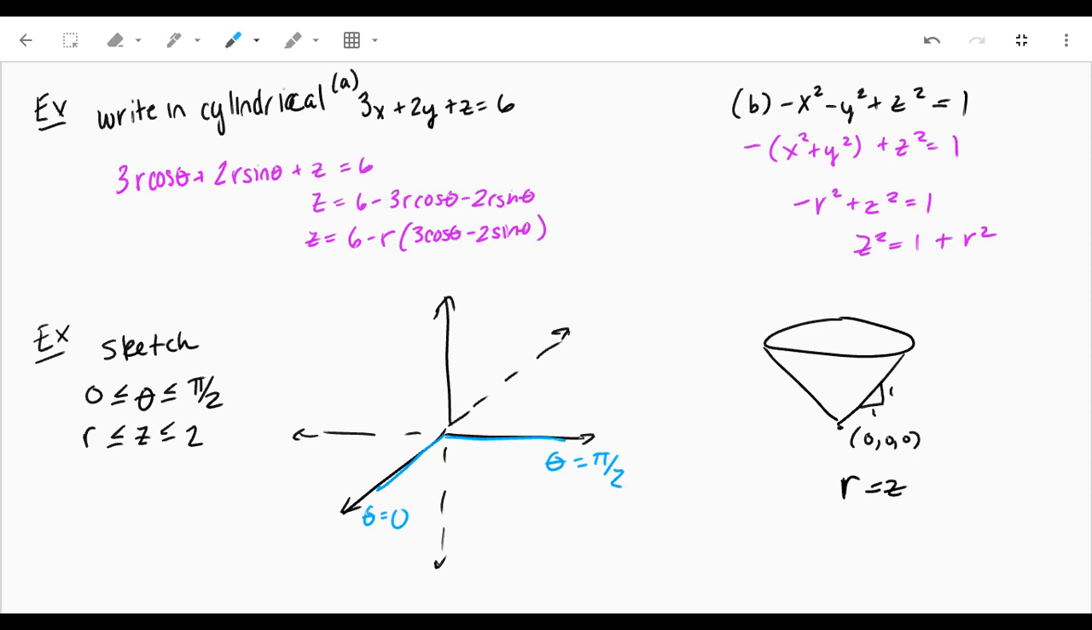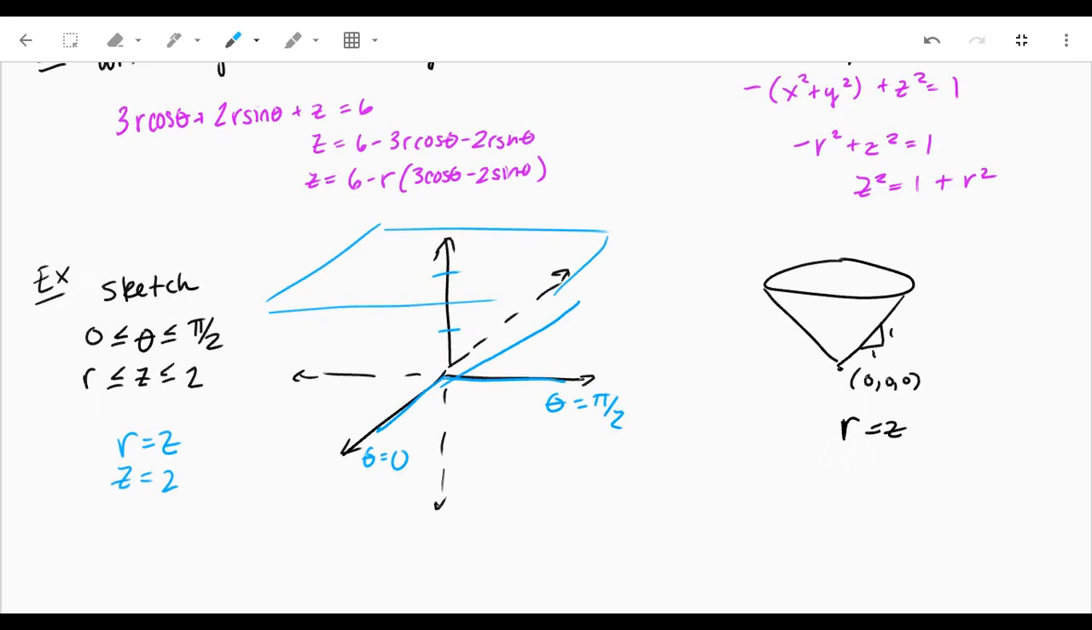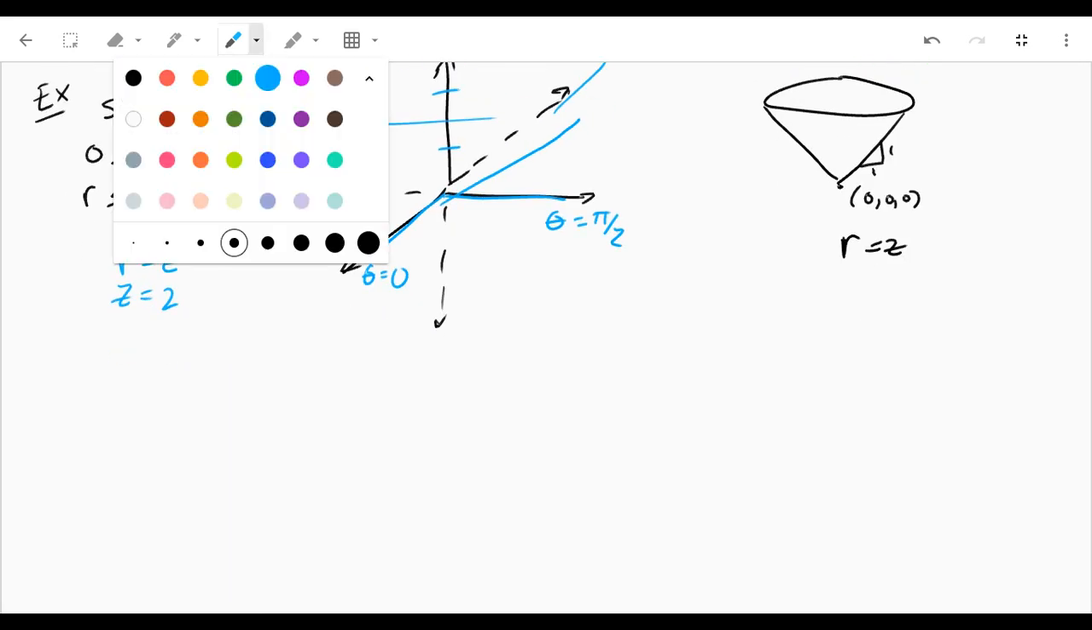But theta is between 0 and pi over 2, and then z is between r and 2. So we'd be between r equals z, which is that cone, and z equals 2, which would be a plane. Think about the plane up here. So we're a quarter of a cone that is bounded by that plane. So let me draw a little bit of a better sketch here from kind of a different viewpoint.